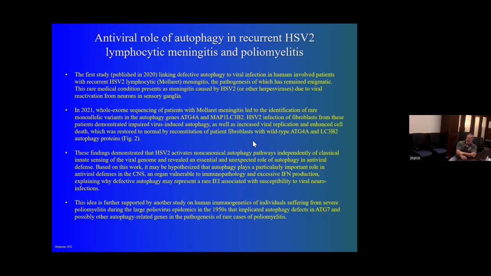And those genes are listed here, ATG4A and MAP1LC3B2. Patients that have variations in these genes have deficiencies in the autophagy process. And because of these deficiencies, this reduces the amount of viral clearance that autophagy can contribute to, which leads to increases in viral replication and enhanced cell death.